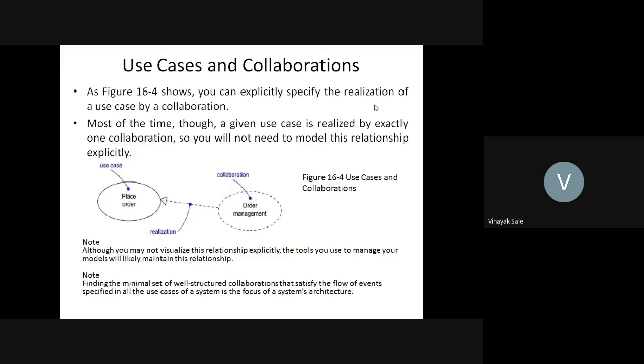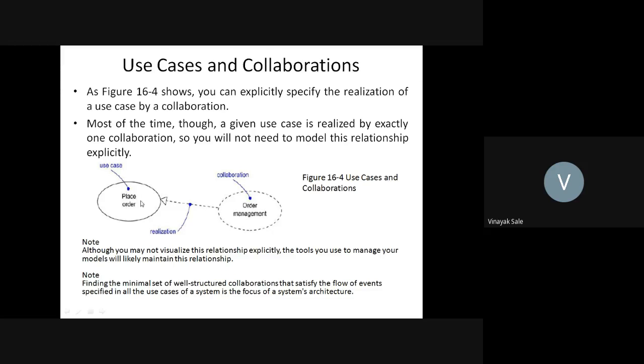So this figure shows you can explicitly specify the realization of a use case by a collaboration. Most of the time, a given use case is realized by exactly one collaboration, so you will not need to model these relationships explicitly.